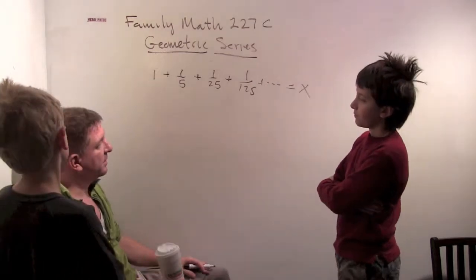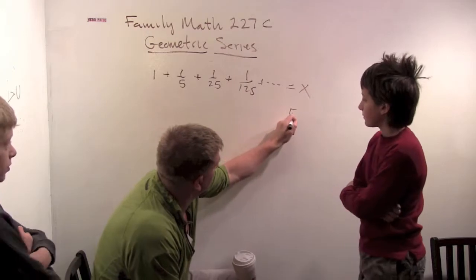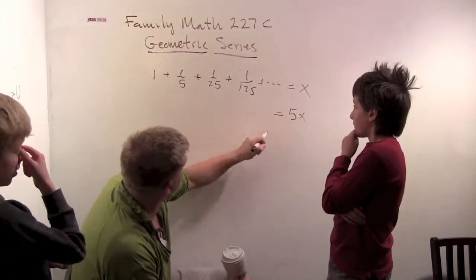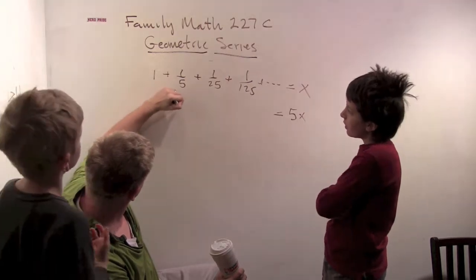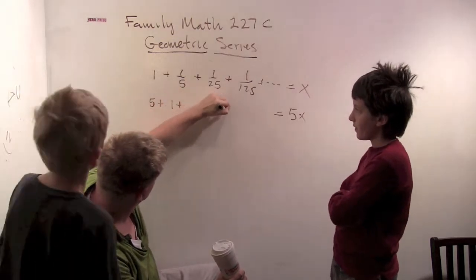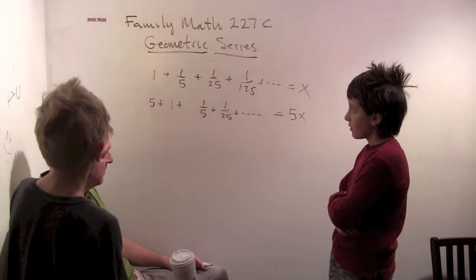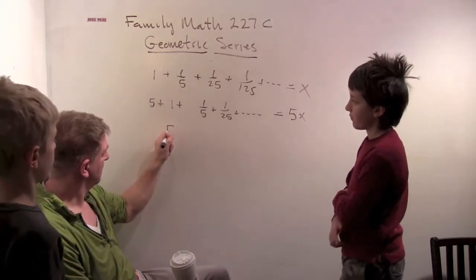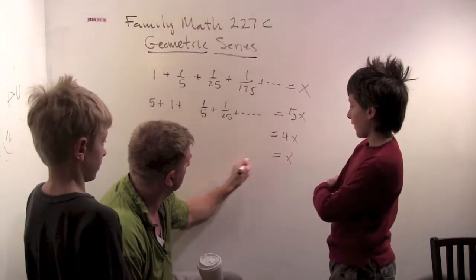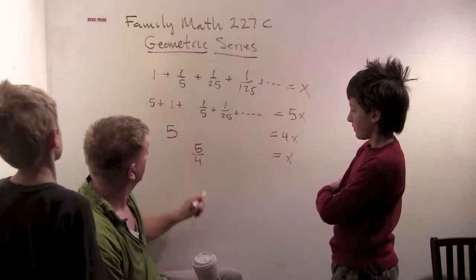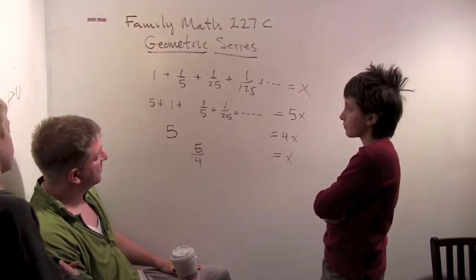What would be a convenient thing to multiply it by for this series? 5. Okay. 5x equals 5 plus 1 plus a 5th plus a 25th. What do I get when I subtract? You get 5 equals 4x. So what does x equal? x is 5/4. So maybe 1 1/4. Yeah, so this is interesting.